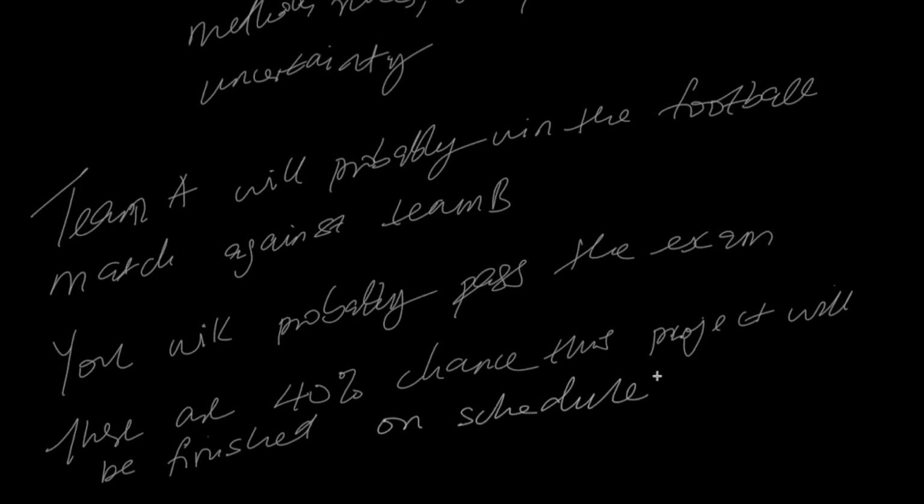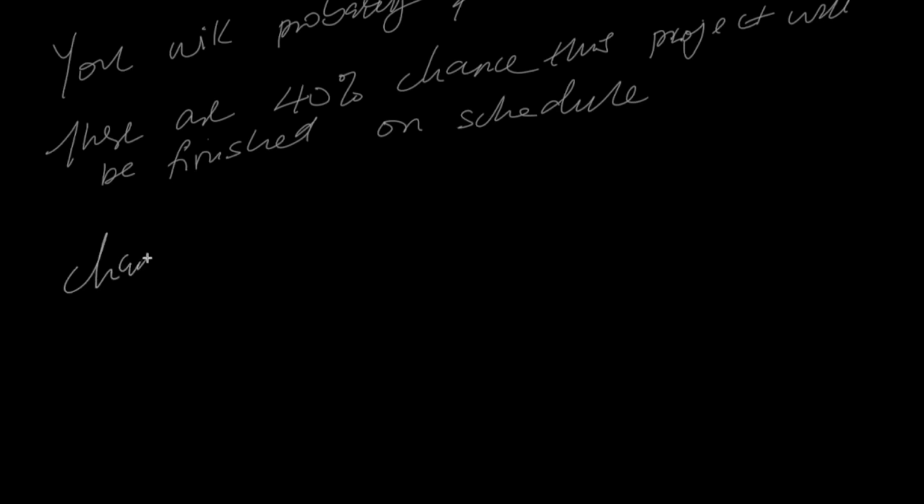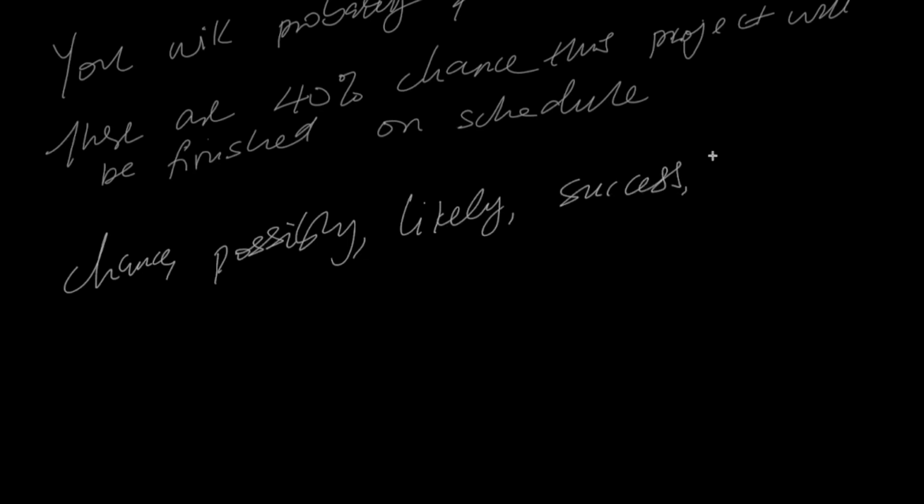There is a 40% chance this project will be finished on schedule. All these are the language of what? Uncertainties. We are not sure of what is going to happen. So you see things like chance, possibly, likely, success or failure. These are examples of probability statements.